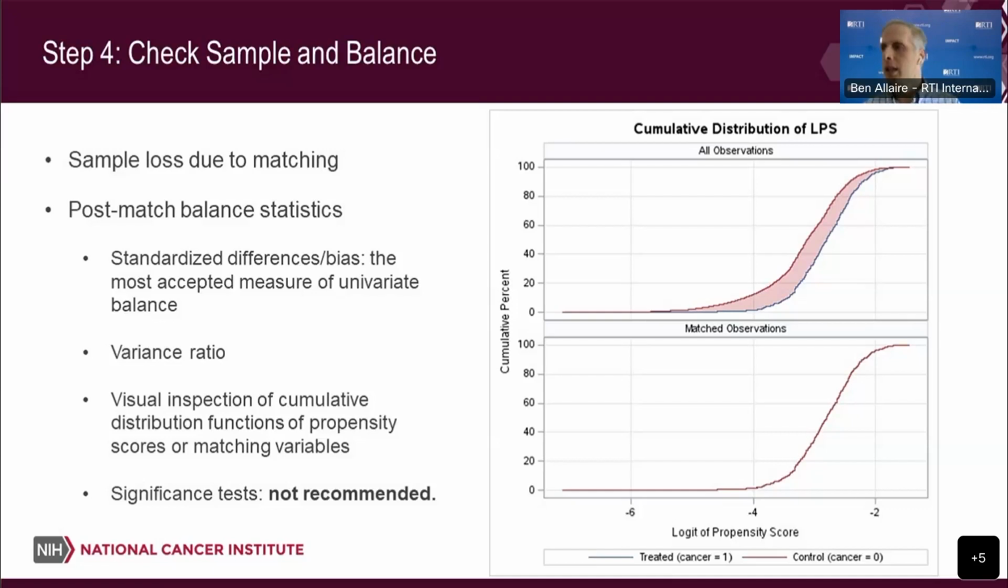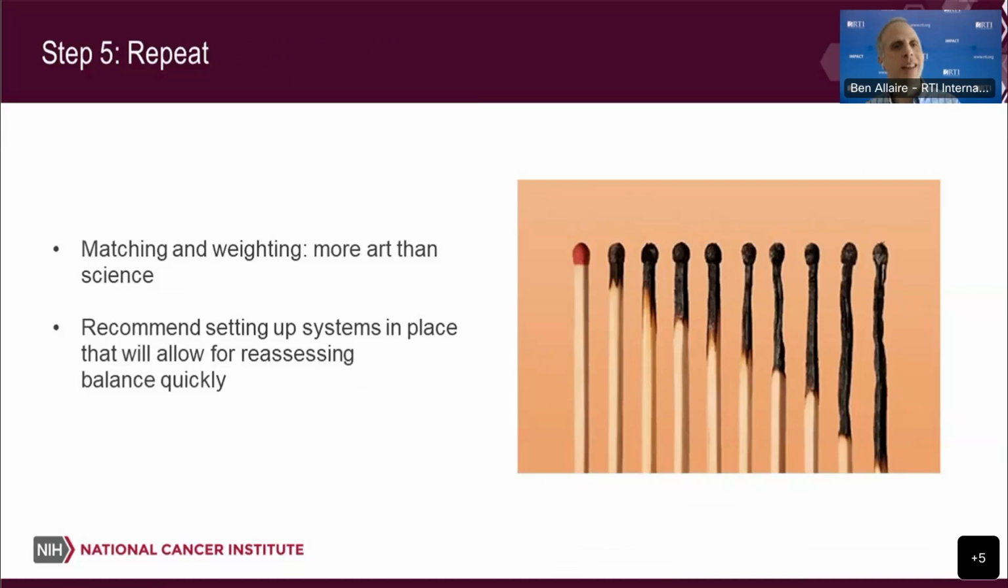All right, let's see. I think that is it. So if we go to next slide, thank you. Okay, the next step is repeat. And I have a bullet here that says matching and weighting is more art than science.